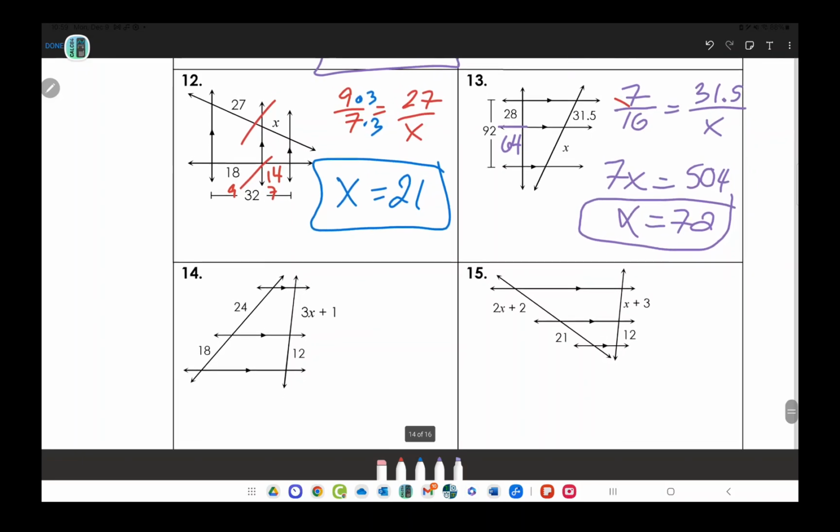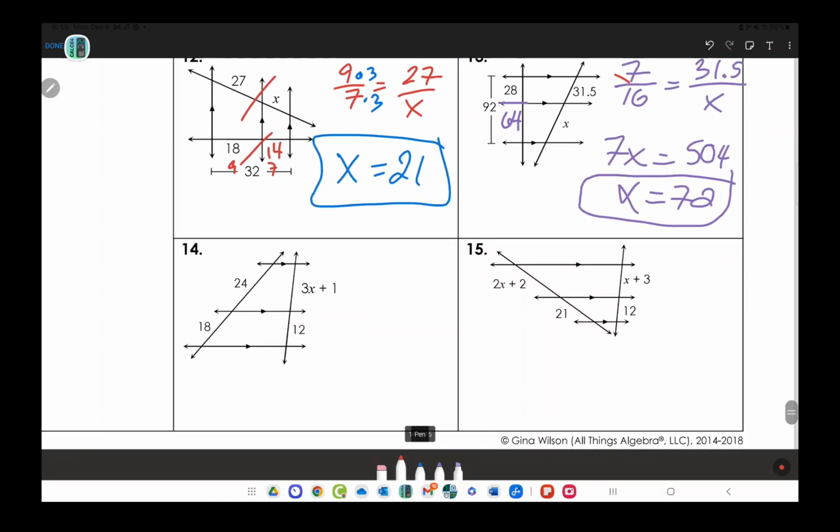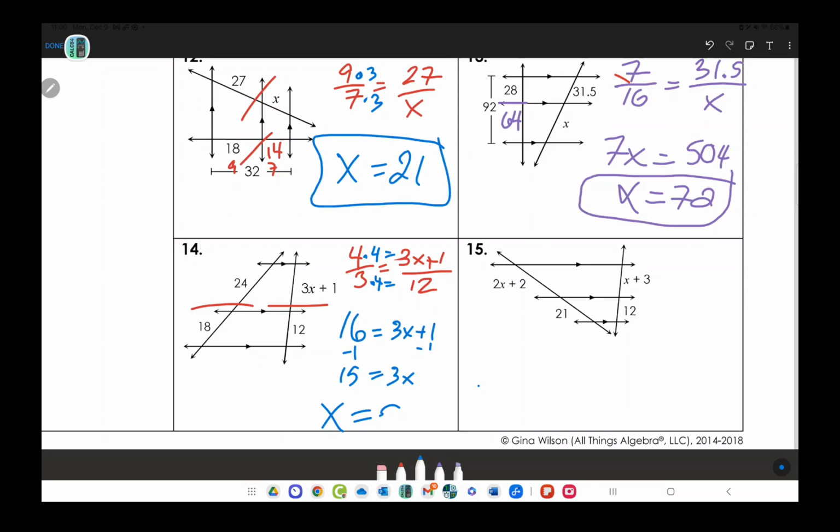Two more left and we're done. So set up our ratios. 24 over 18, that can be divided by 6 to be 4 over 3. It's equal to 3x plus 1 over 12. Now again, we can use a bit of shortcut since 3 times 4 is equal to 12. 4 times 4 is equal to 3x plus 1. 16 equals 3x plus 1, which gives you minus 1, minus 1. 15 equals 3x. So x is 5. Again, if you just want to cross multiply, go right ahead.